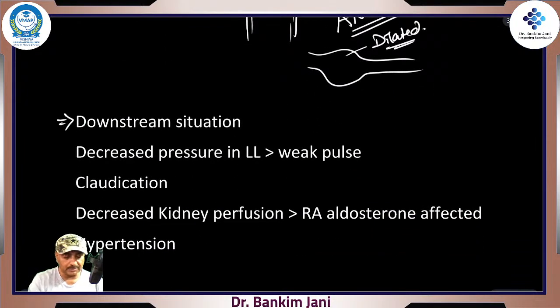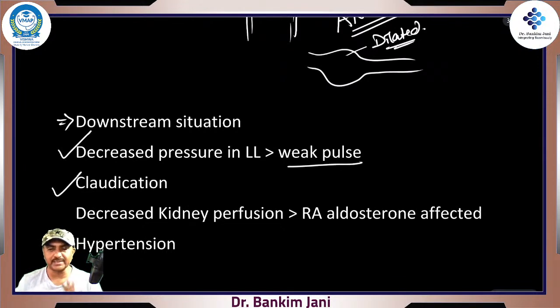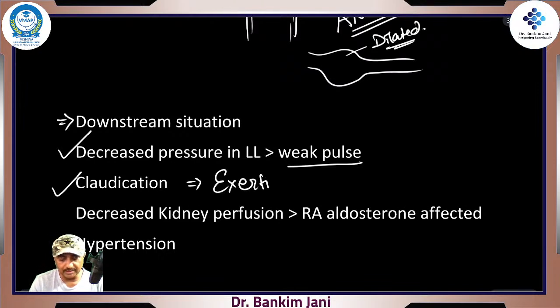In the downstream situation, there is a decreased pulse in the lower limb. Less blood is going, so obviously a weak pulse. Claudication: as the person walks, he starts getting pain. This is a typical thing, because exertion is leading to pain, and that is due to lack of oxygen.